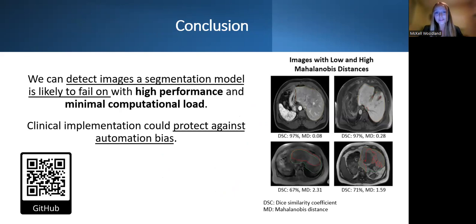And the main purpose of this whole project is so that we can implement this with our clinical implementations of segmentation models so we can warn clinicians when these models have likely failed, thereby protecting against automation bias.